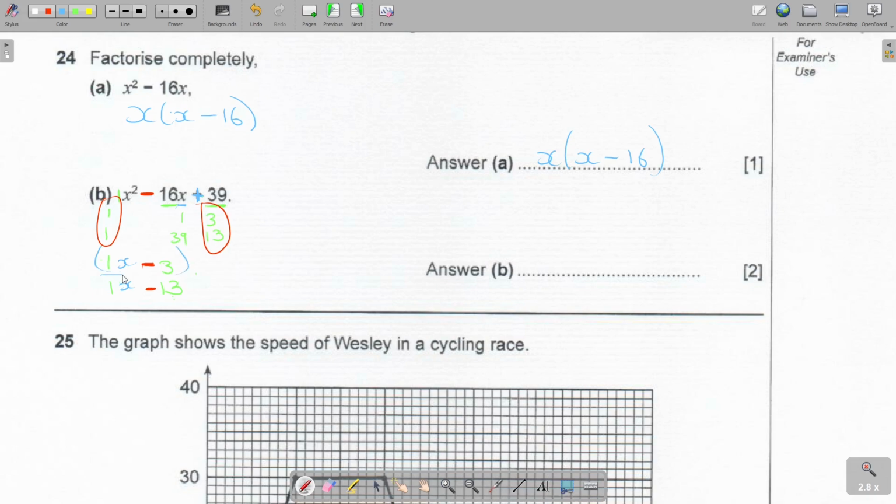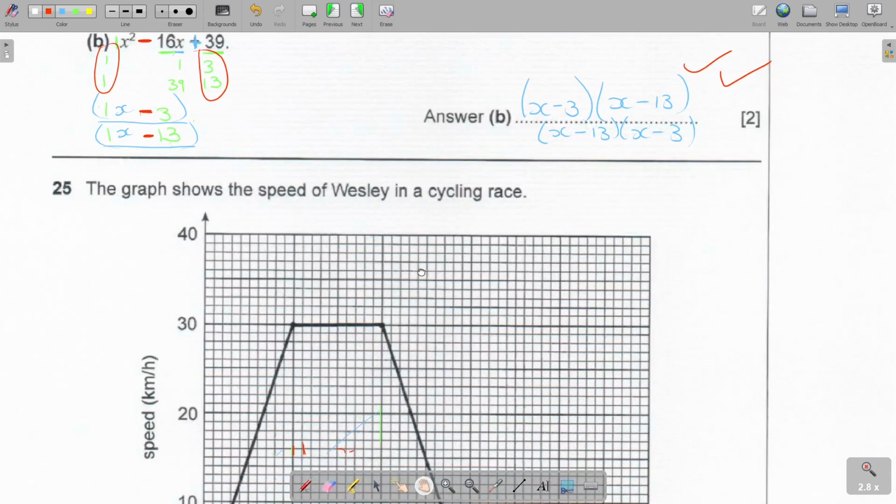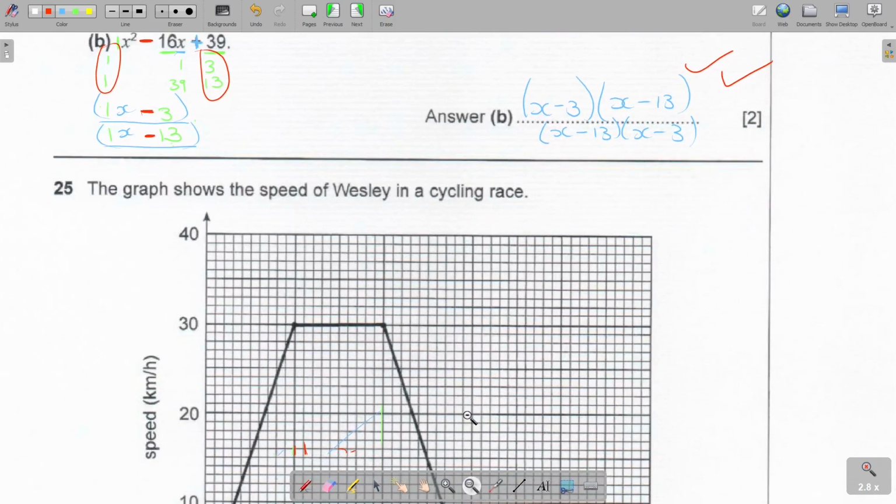And there is your first bracket, there is your second bracket. So it doesn't matter the order, they look at the inside. As long as you have an x minus 3 and an x minus 13. So if somebody wrote x minus 13, x minus 3, he will also get his 2 marks. Okay, so please, it's very important in mathematics, and it's a more difficult recipe, but it's a recipe.